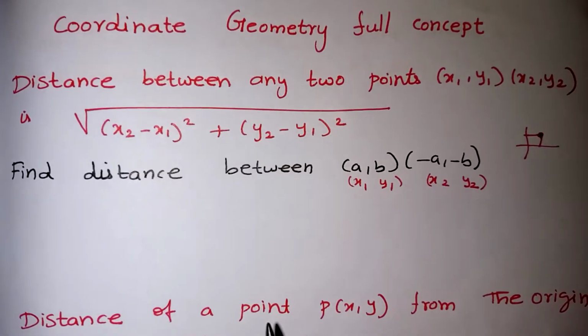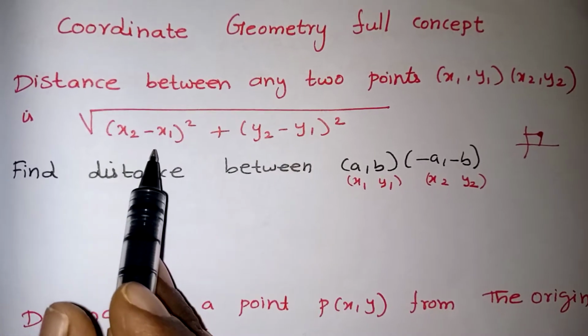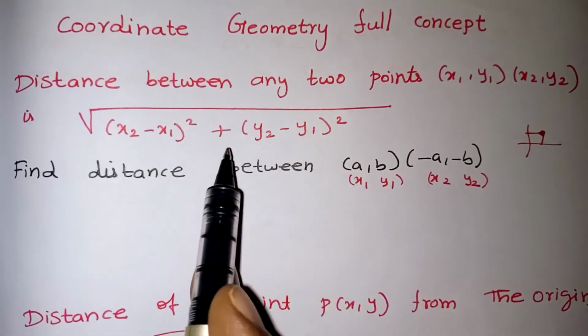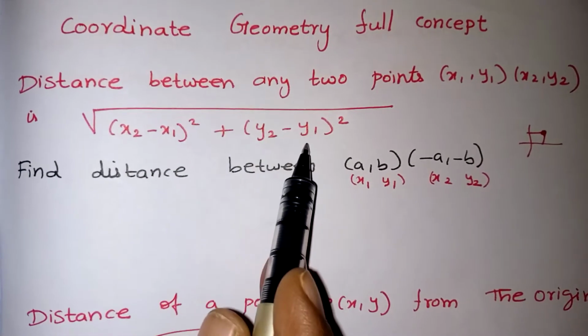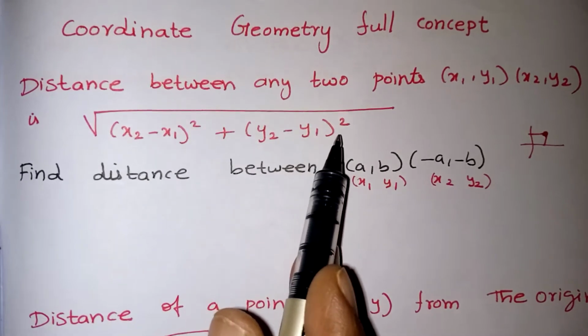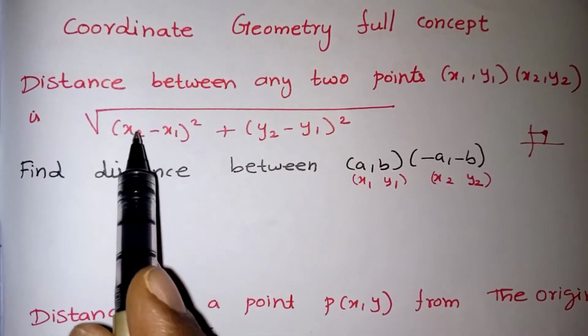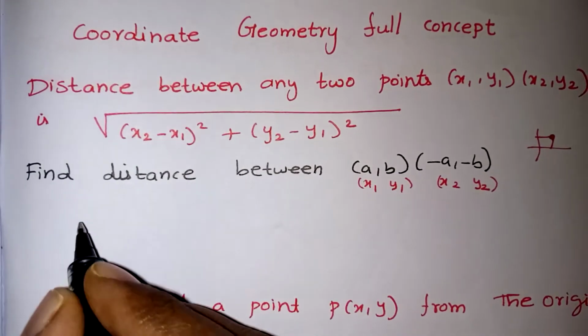Now let's find the distance. This is our distance formula: root of x2 minus x1 the whole square plus y2 minus y1 the whole square. It can also be written as x1 minus x2 the whole square plus y1 minus y2 the whole square, because when we square, a minus sign becomes plus. So both ways are correct. Anyway you can write it.